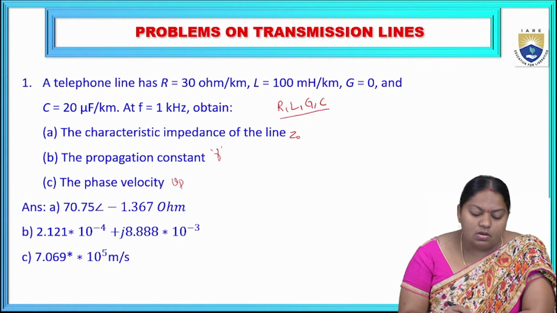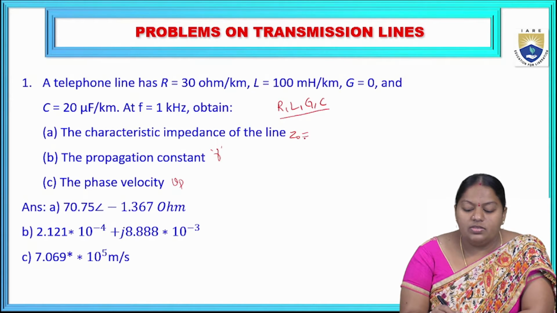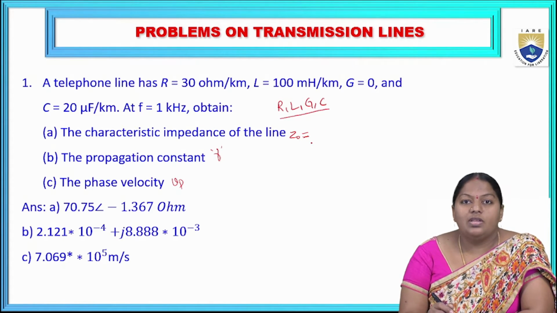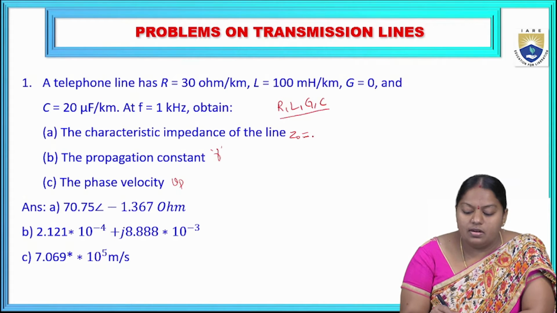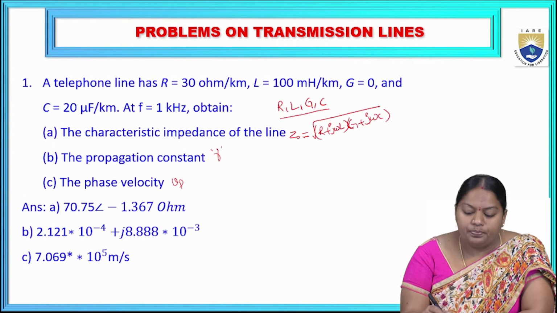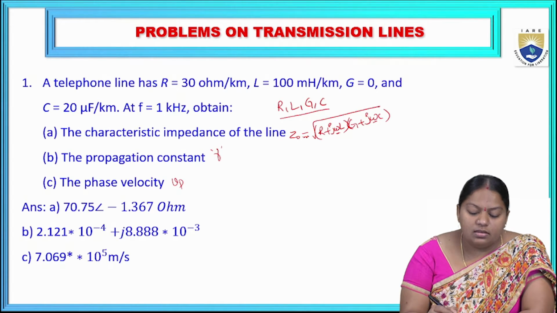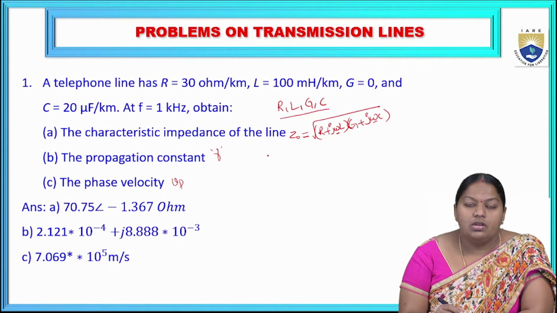Right? So, in order to solve all three parameters, first the characteristic impedance Z0, which is a secondary constant of a transmission line expressed in terms of the primary constants, is Z0 equal to root over R plus j omega L into G plus j omega C. It consists of the operating frequency of the line also, that is omega, and the given value f is 1 kilohertz.